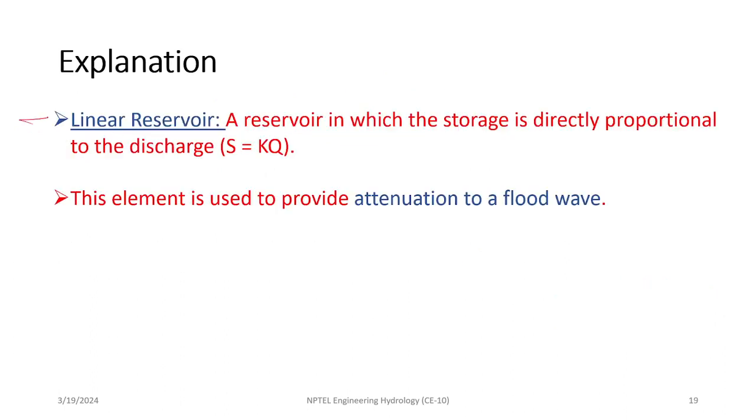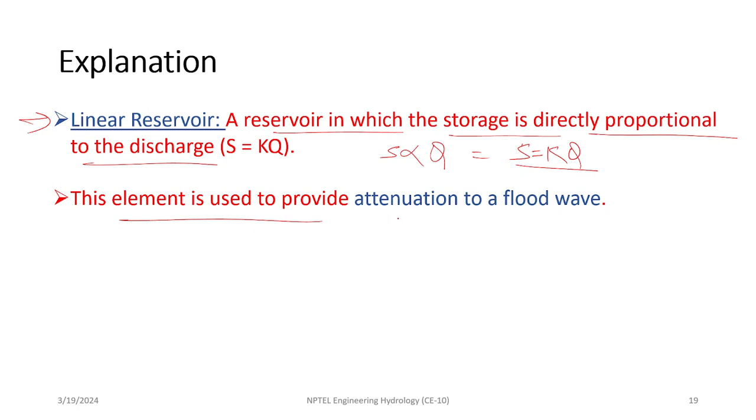Here, a linear reservoir is a reservoir in which storage is directly proportional to the discharge, that is the outflow. So if S is directly proportional to Q, the outflow, then if we add a proportionality constant in order to remove the proportionality, S will be S = KQ. We can write it like this. This element is used to provide attenuation to a flood wave. I mentioned that this is part of flood routing.